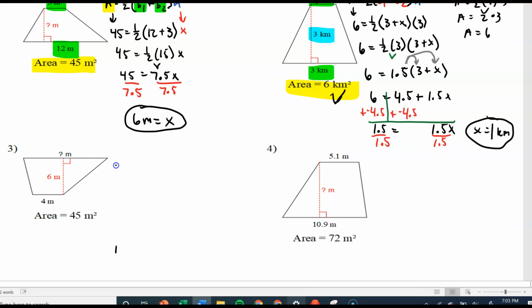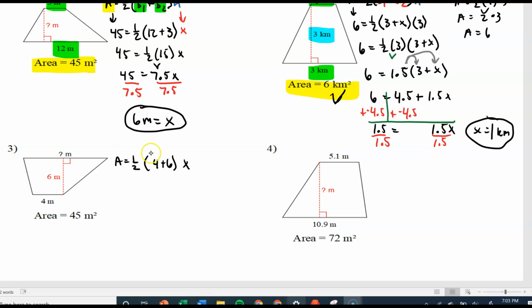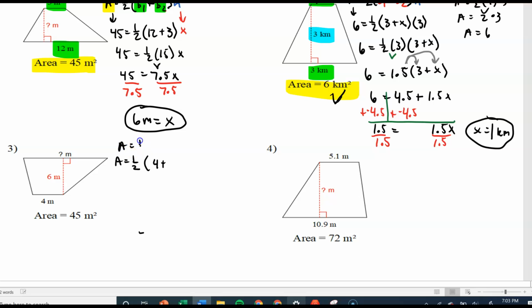I don't want to see anybody set up this problem like this. This is wrong. Why? Because 6 is a height. 6 goes on the outside in the height formula. That's why it's often important to actually write out the formula so you can see where stuff should go. So 4 is a base, that's why it goes there. My other base, I don't know, so that's why it's x. My height, oh, that's 6, so that's why that 6 goes there, right?